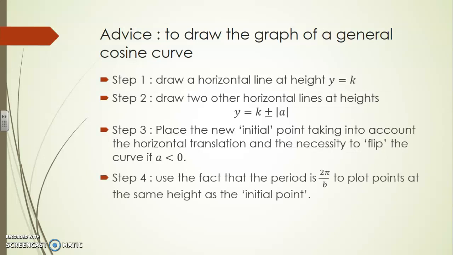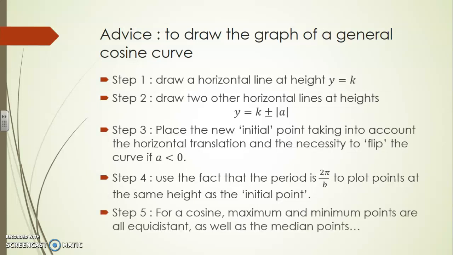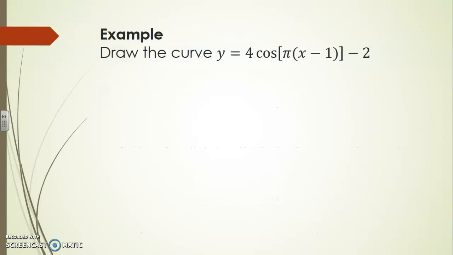Use the fact that the period is 2 pi over b to plot points at the same height as the initial point. Everything will be repeated every 2 pi over b. For cosines, maximums, minimums, and even the median points are equidistant. So we'll generate a kind of repetition mode by using the period we calculated previously in order to draw our graph. So if you're set, we're going to try an example here.